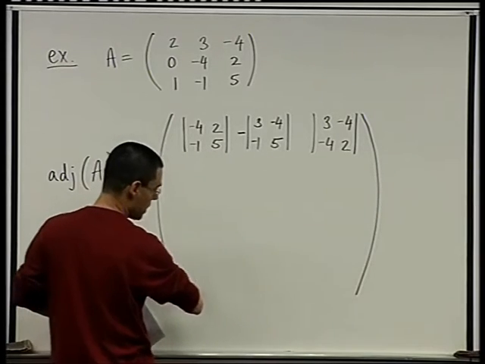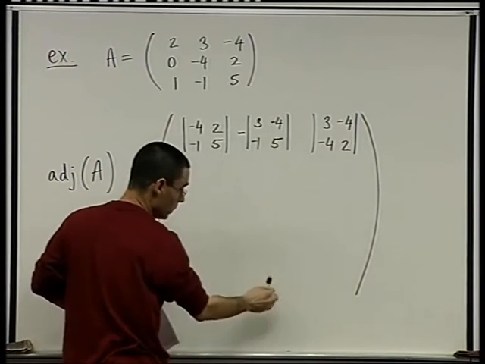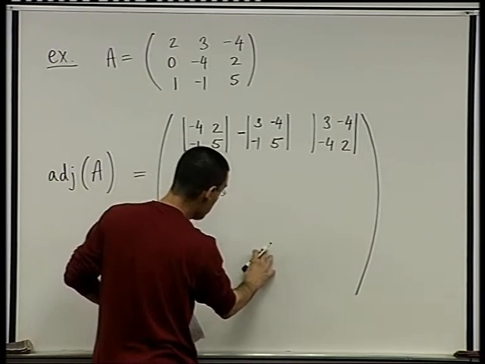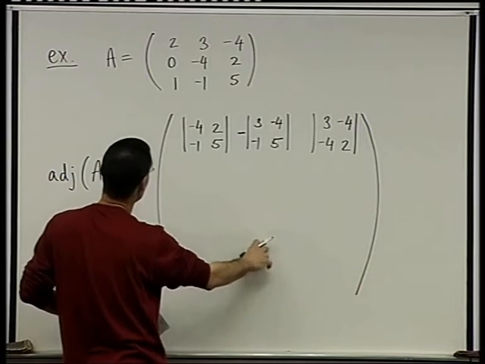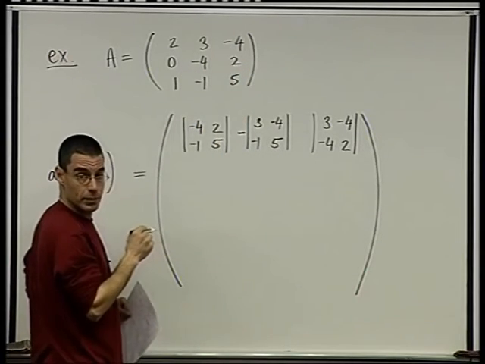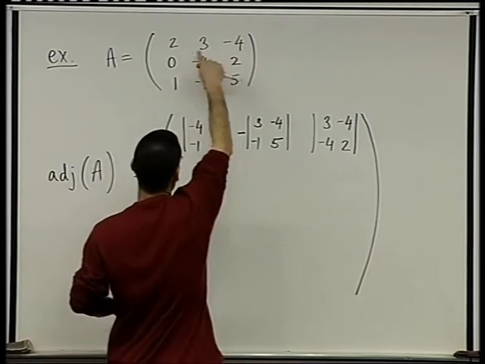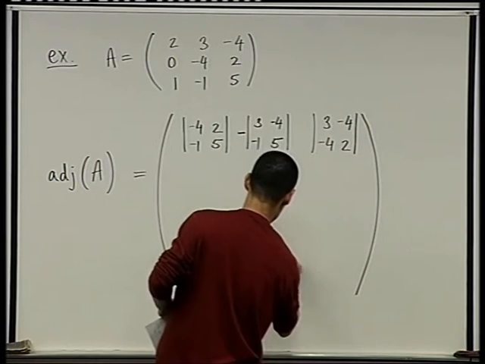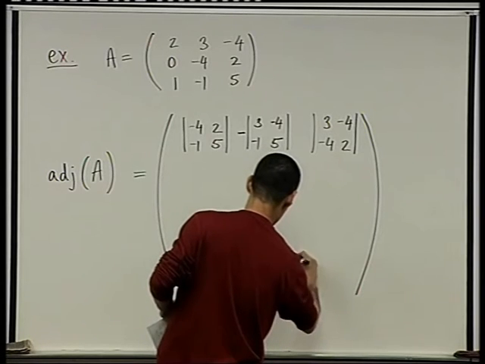Let's do this entry here, for example. This is the entry 3, 2. So 3, 2 is going to be the minor corresponding to crossing out the third column in the second row, right? M23. So it's going to be 2, 3, 1, negative 1.